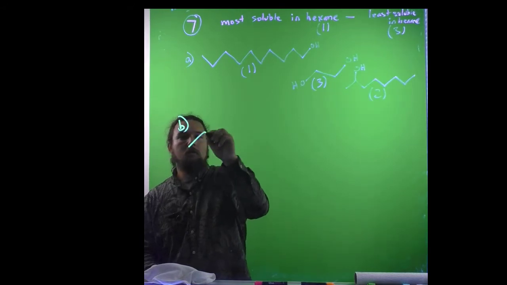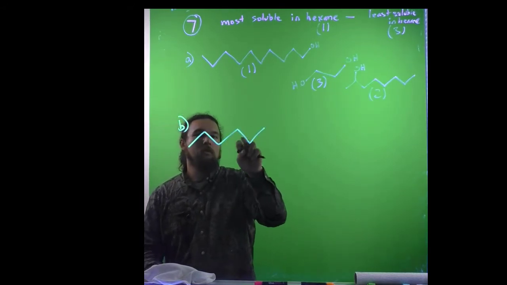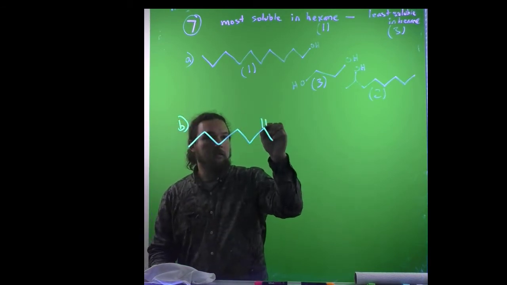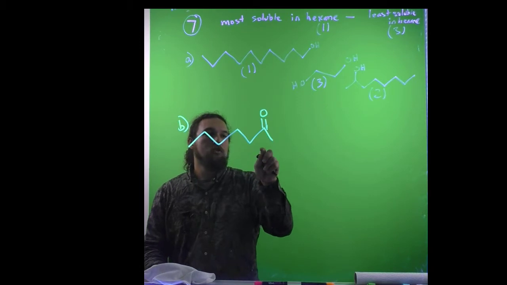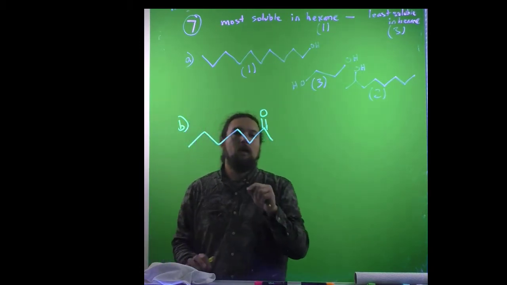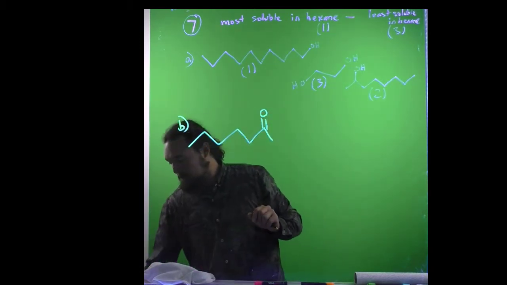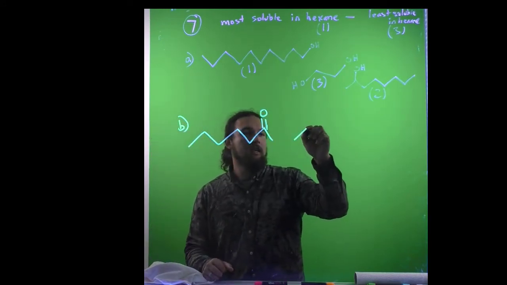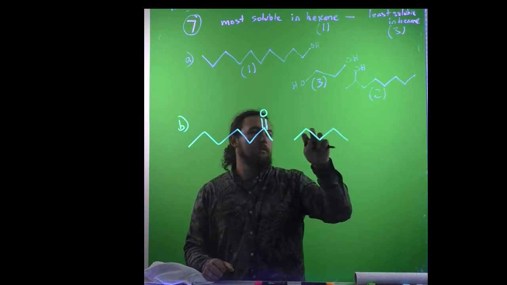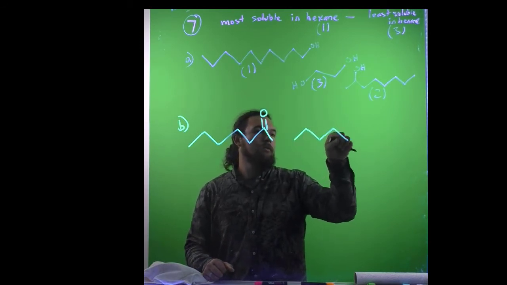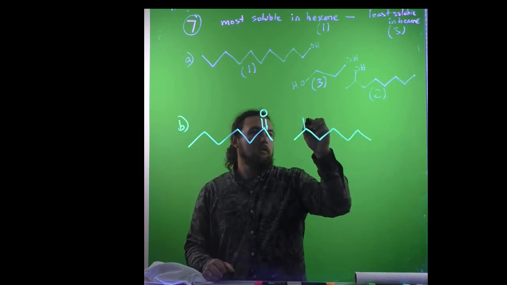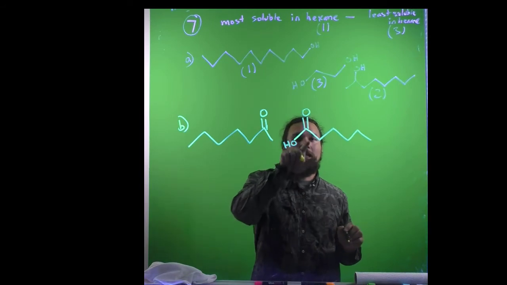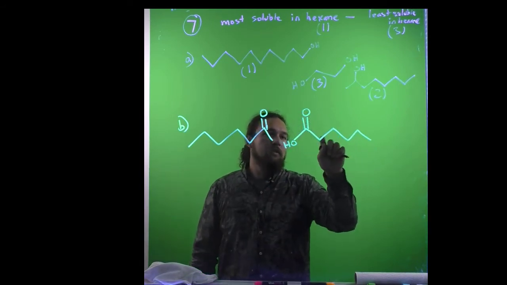The other questions we had were comparing a 7 carbon chain, which would be 2-heptanone, in comparison to the last one. This one I did it right, where in this case I have 2-heptanone, and in this case I have 1, 2, 3, 4, 5, 6.